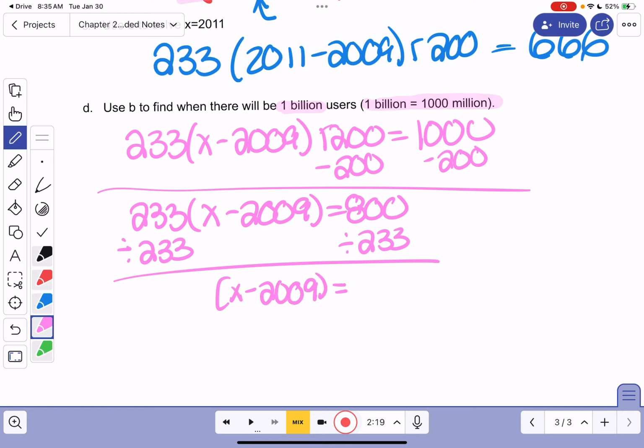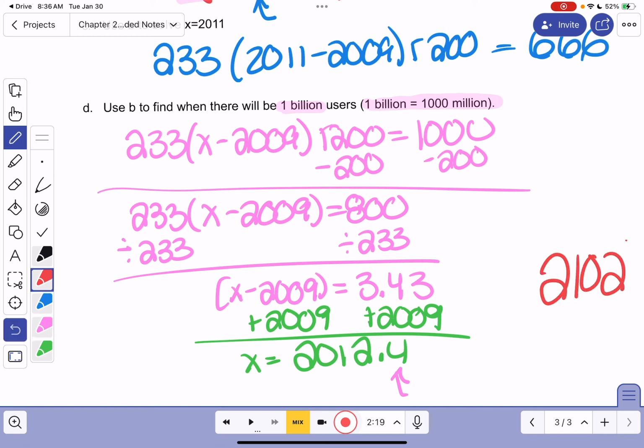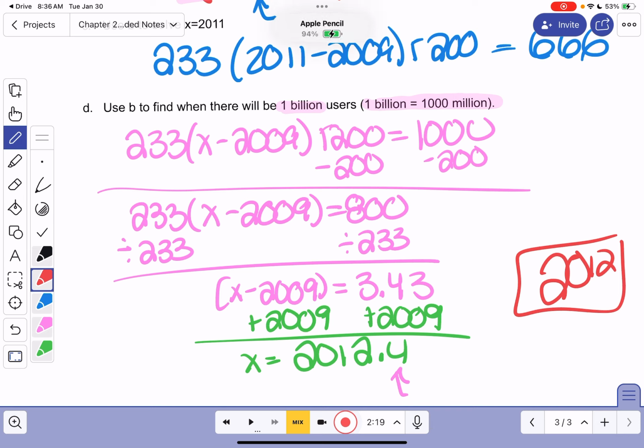which gives us 3.43. Then to undo this subtraction, we would add 2009, and that gives us 2012.4. So 0.4 means it's sometime during that year. So sometime during 2012 is when they would reach 1 billion users, according to this equation. So that is 2.2, to look at how your shifting can affect, and your equation can affect how it looks on a graph. Let me know if you have any questions.